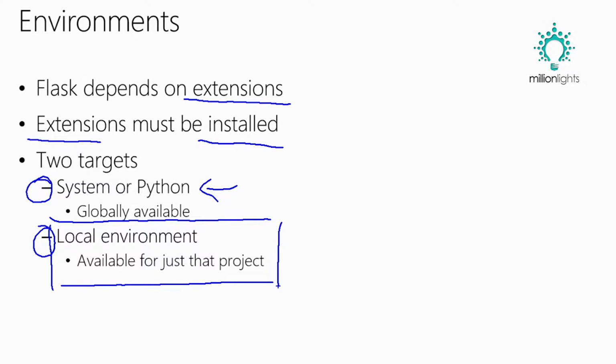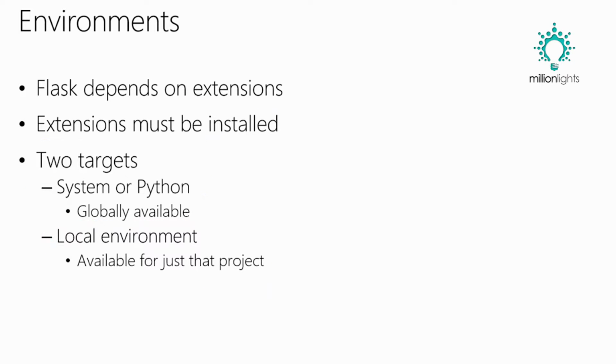Yep. So I would say as a best practice, install that into your local environment then. And you'll actually notice that Visual Studio will give you that option, that it will ask you, okay, well, where do you want to install this? Do you want to install this into System Python, or do you want to install this into the local environment? It will give you the ability to create a brand new local environment.